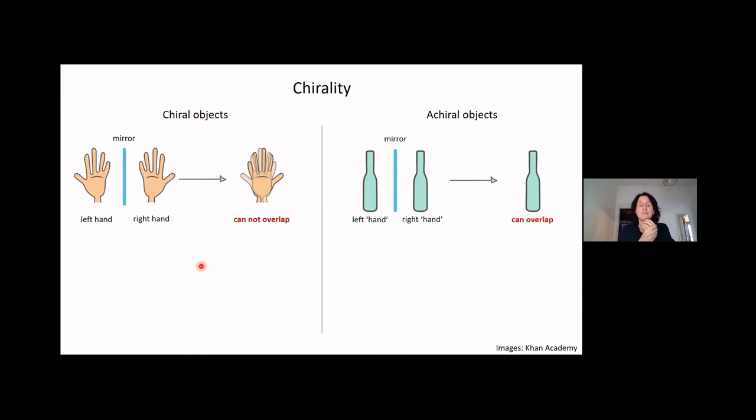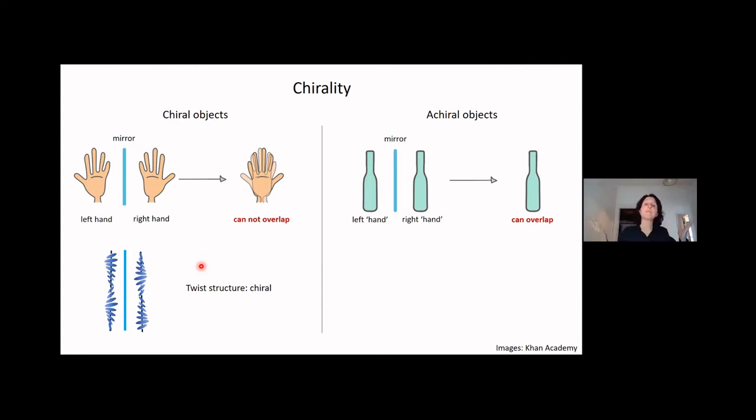I want to remind you, a chiral object is an object whose mirror image cannot overlap with the original. Our hand is a famous example. No matter how I translate or rotate my hand, I cannot superimpose the mirror image onto the original. On the other hand, an achiral object can overlap with its mirror image. Now, our twist-like structures belong to the class of chiral objects that cannot overlap, no matter how I rotate them or how I translate them.